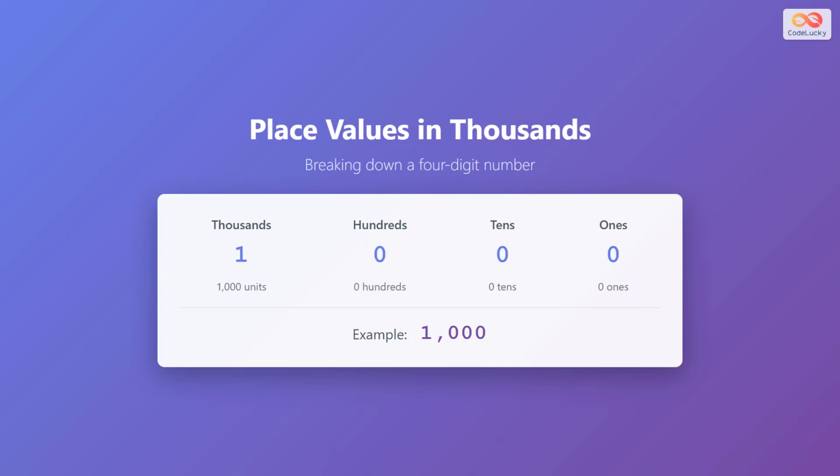Every digit in a number has a place value. In the number 1,000, there are 4 digits. The first digit on the left is in the thousands place, worth 1,000. The second digit is in the hundreds place, worth 0 hundreds. The third digit is in the tens place, worth 0 tens. The fourth digit is in the ones place, worth 0 ones. Understanding these place values helps you read any 4-digit number correctly.